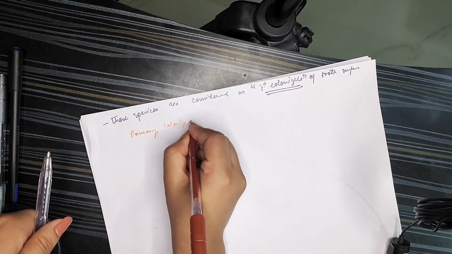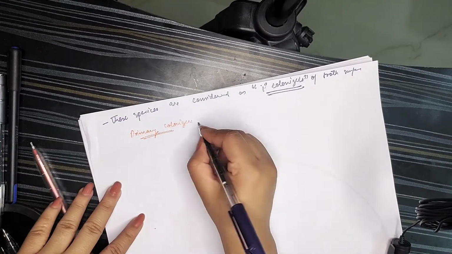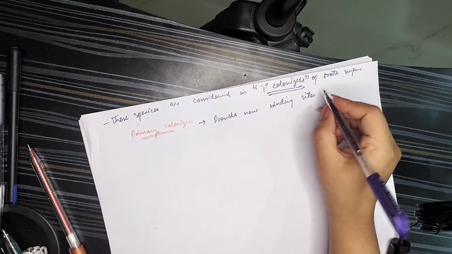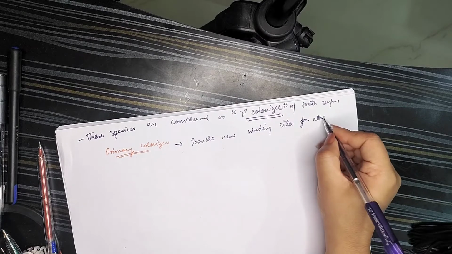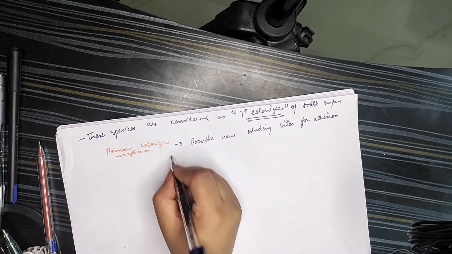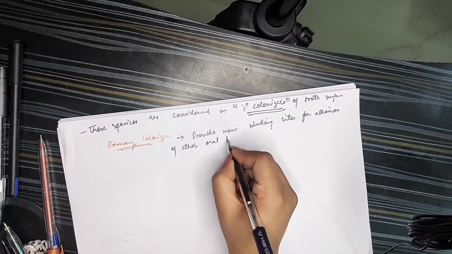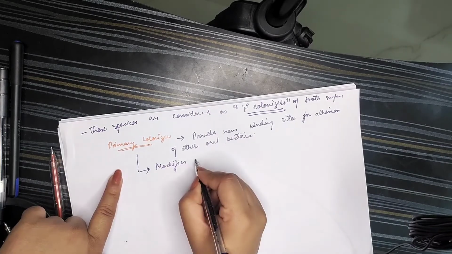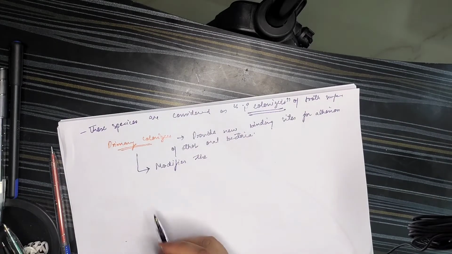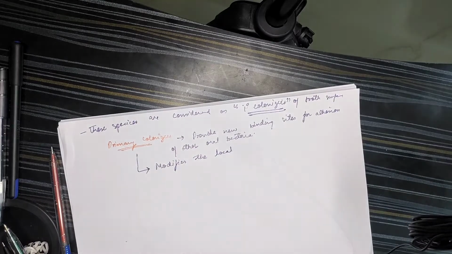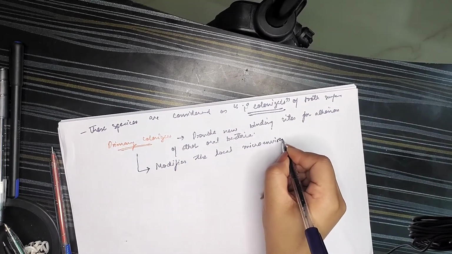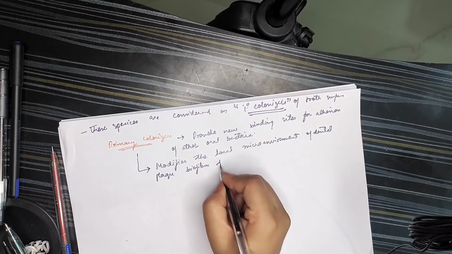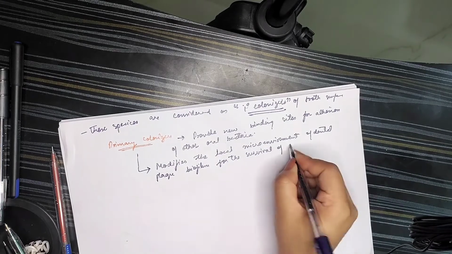Primary colonizers provide new binding sites for adhesion of other oral bacteria. Okay, and these primary colonizers modify the local microenvironment of the dental plaque biofilm for the survival of other bacteria.